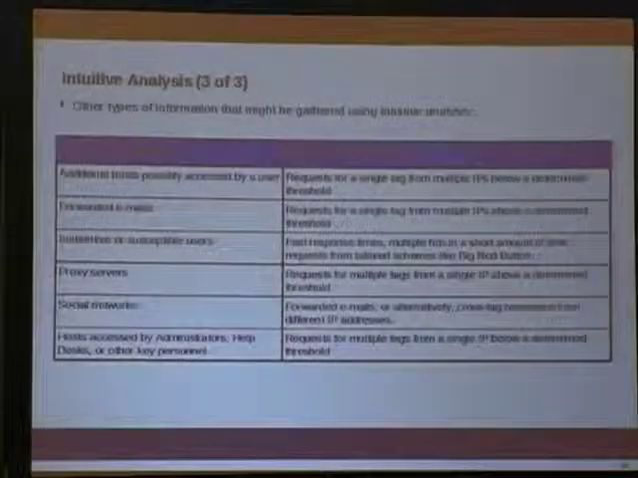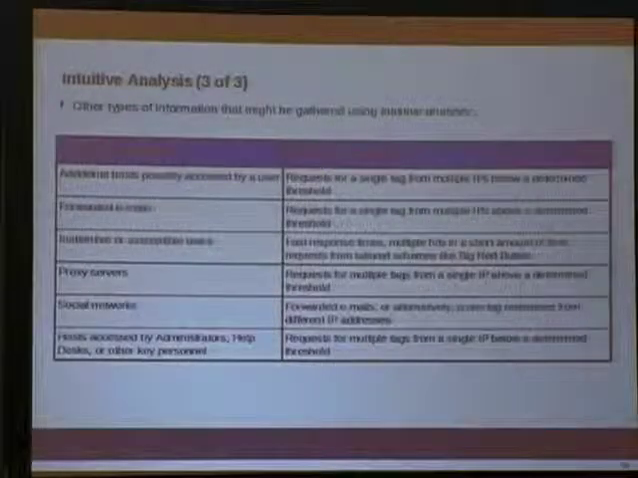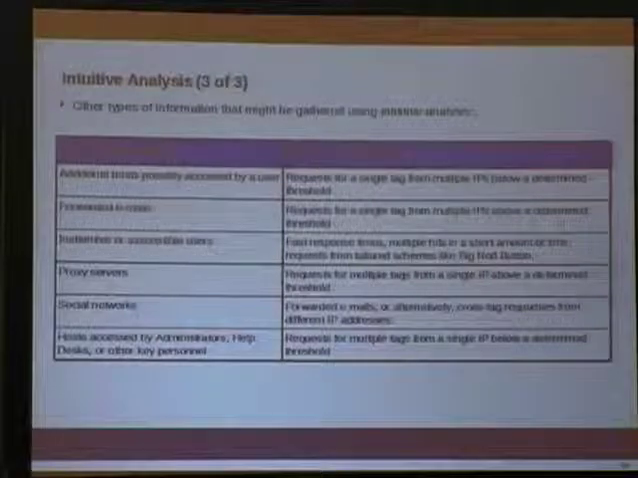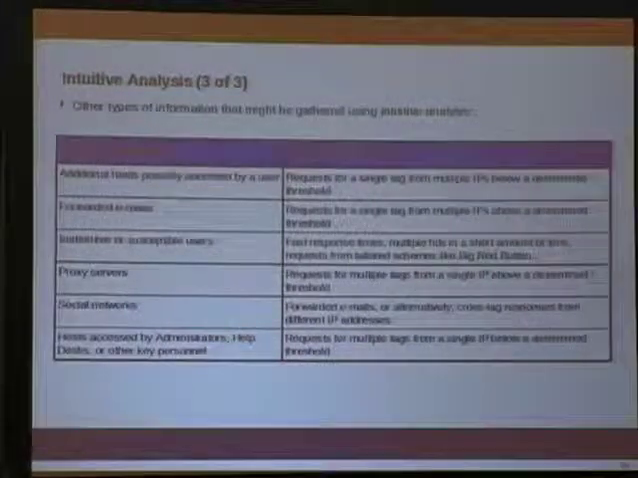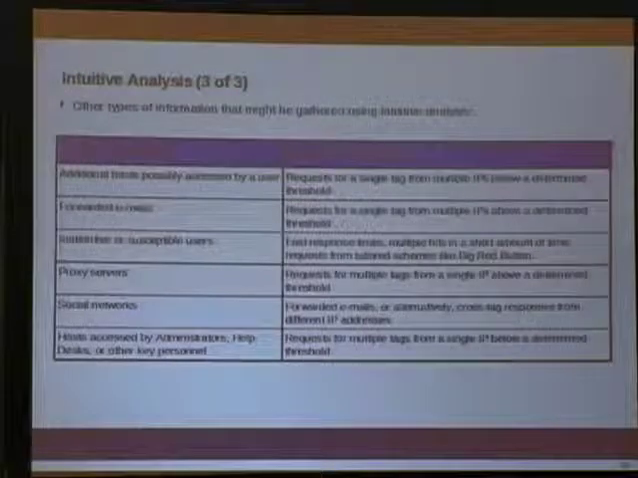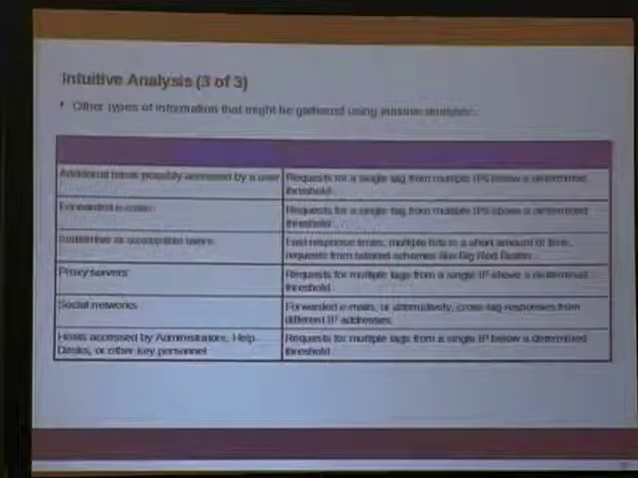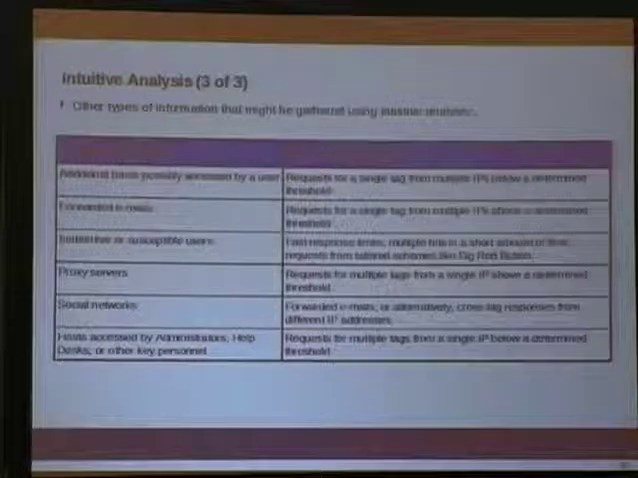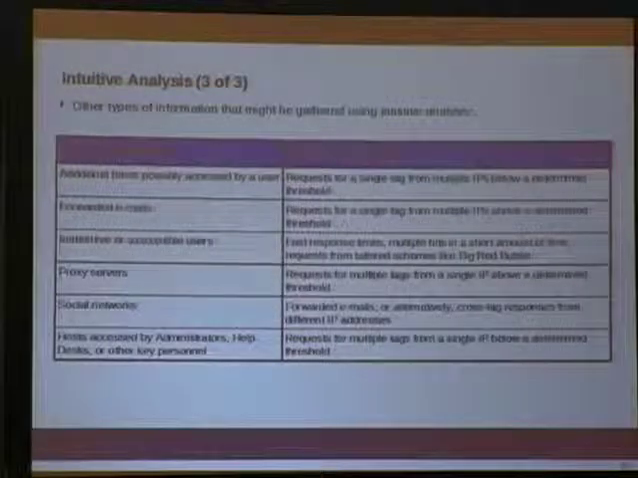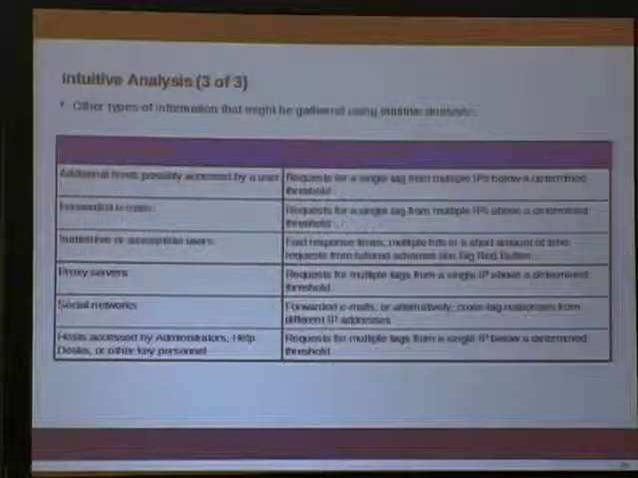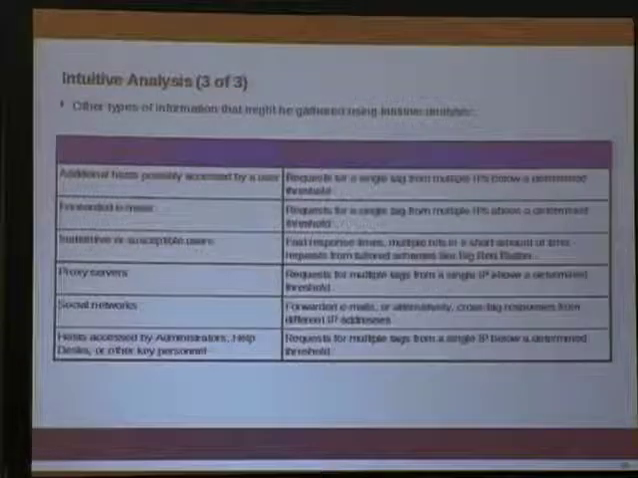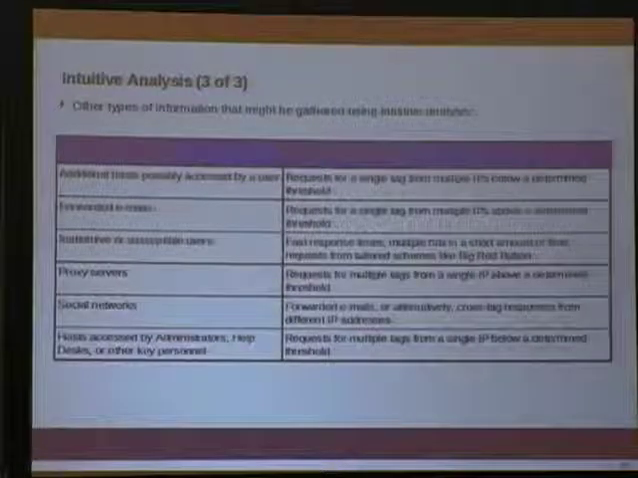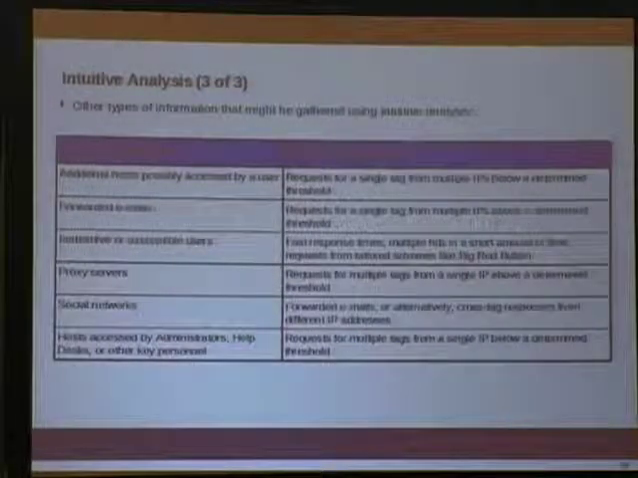We can start to determine additional hosts that are possibly accessed by a user. Remember, if we get a request for a single tag from multiple IP addresses below some sort of determined threshold, we know that that user is checking on multiple machines. For forwarded emails, if we receive requests for a single tag from multiple IPs above a determined threshold, and I'll talk about thresholds here in a minute.